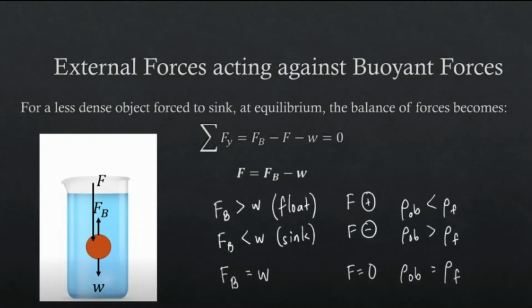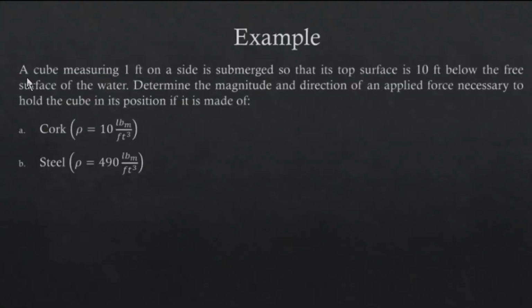Let's try to solve an example regarding this. A cube measuring 1 foot on a side is submerged so that its top surface is 10 feet below the free surface of water. Determine the magnitude and direction of an applied force necessary to hold the cube in its position if it is made of cork or steel. The densities of cork and steel are given here, and this problem is given in English units.